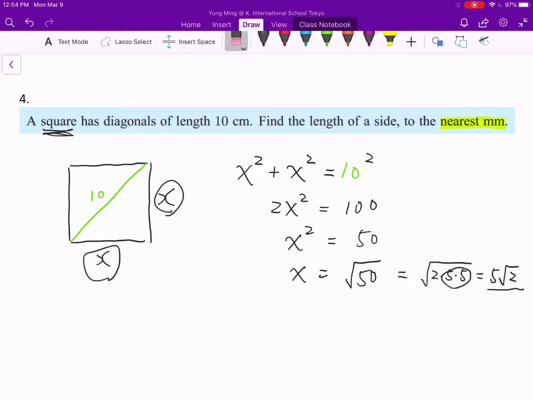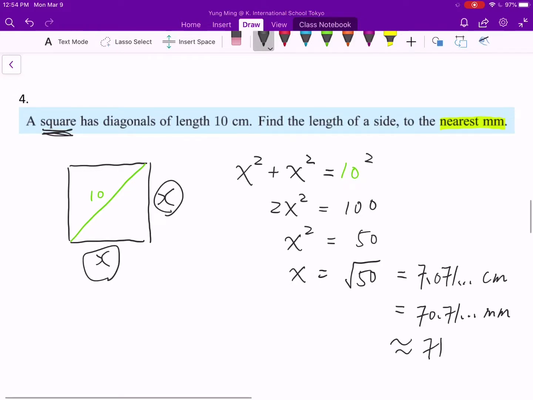But in this case, because we want the actual decimal value, we don't do that. We'll plug it into the calculator, and we will get 7.071... centimeters. And that means it's approximately 70.71... millimeters, and that's approximately 71 millimeters. And that's it for this question.